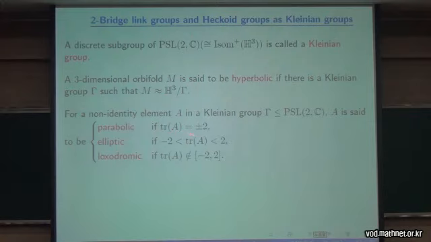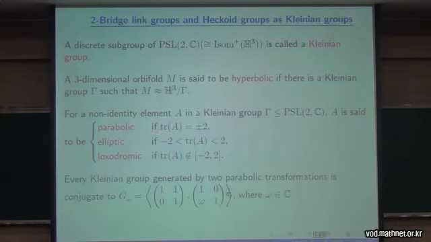There are three classes of elements in a Kleinian group called parabolic, elliptic, and loxodromic, according to their traces. In particular, if the trace equals plus or minus 2, we call such an element parabolic. We are interested in Kleinian groups generated by two parabolic transformations. By some computation, you can see that every such group is conjugate to G sub omega, generated by these two parabolic transformations. So up to conjugation, every two-parabolic-generator Kleinian group is G sub omega, which has a single complex parameter omega.